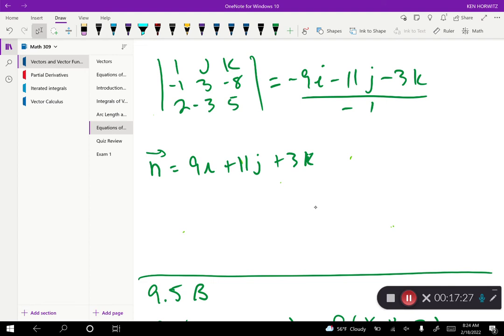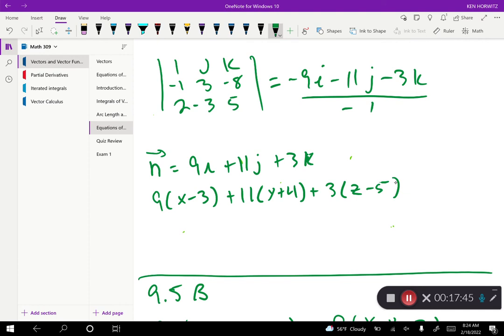So I'm going to put it into my framework. 9 times (x minus 3) plus 11 times (y plus 4) plus 3 times (z minus 5), and that all equals 0. Notice, the reason I didn't want my negatives was because I have to do my distributing. It's just a personal preference, not a huge deal. So why don't you guys do the algebra, and I'll give you the answer on the back end.